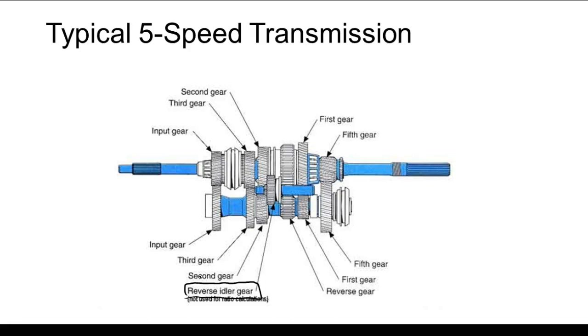Well, this is a typical 5-speed transmission. We're getting 6-speed transmissions now. It's pretty popular for vehicles, and motorcycles have had 6-speed transmissions for a long time.